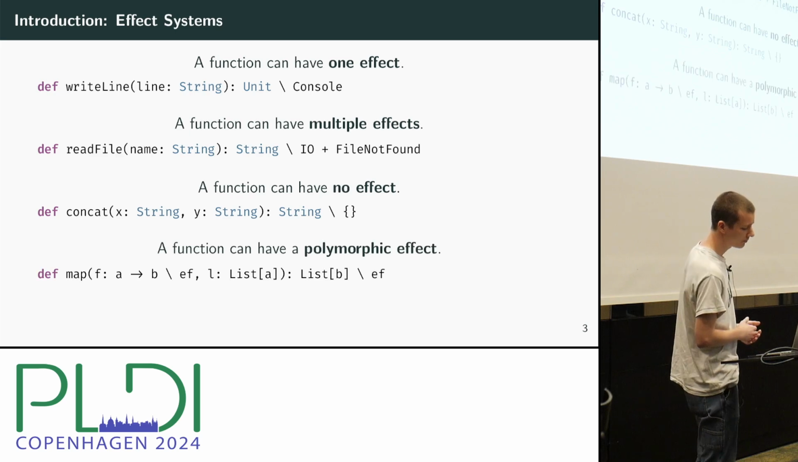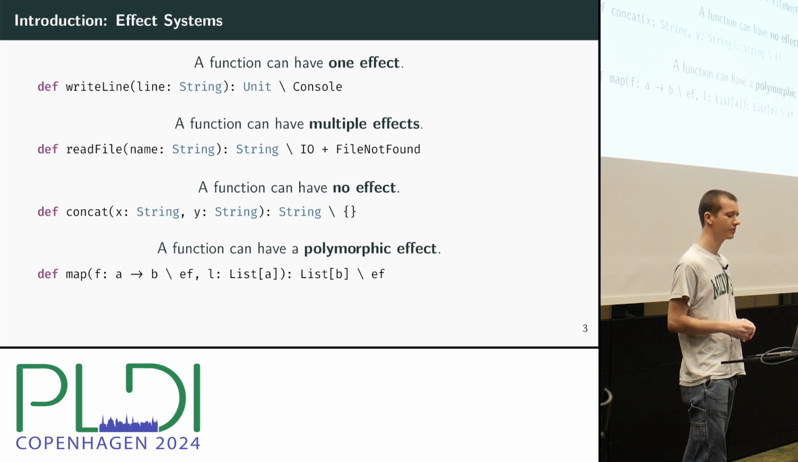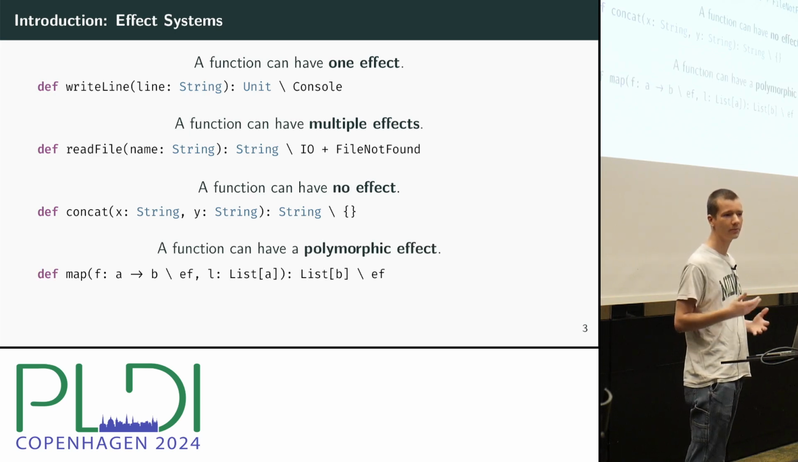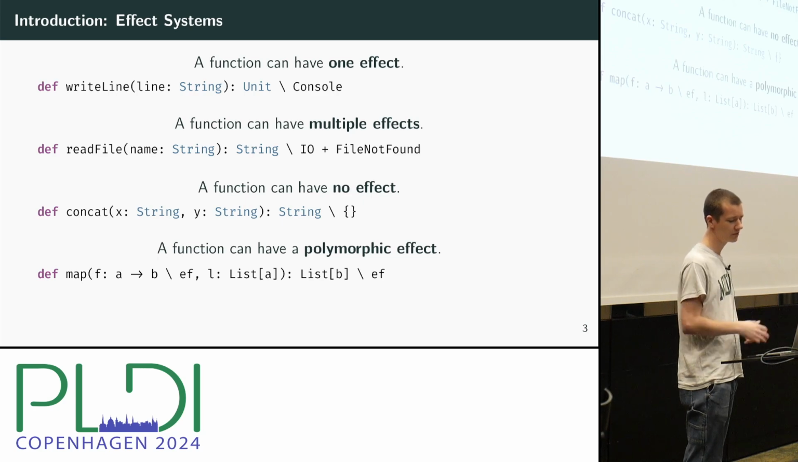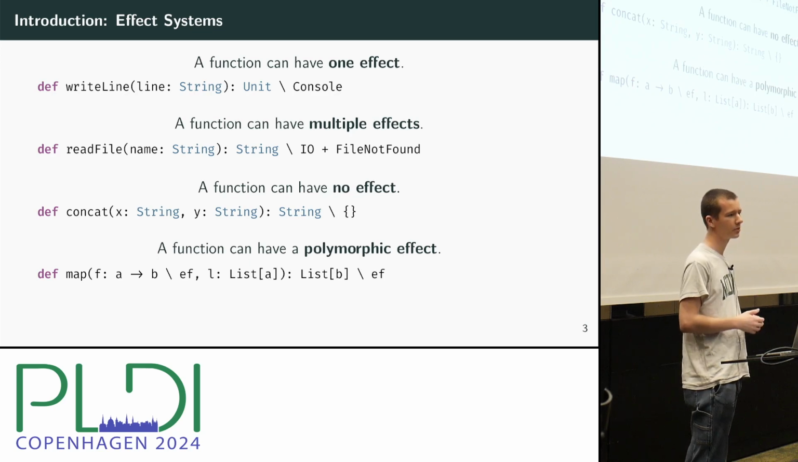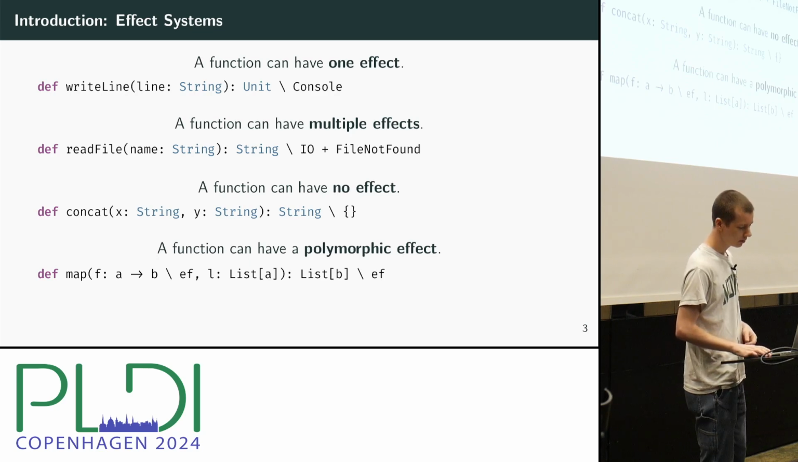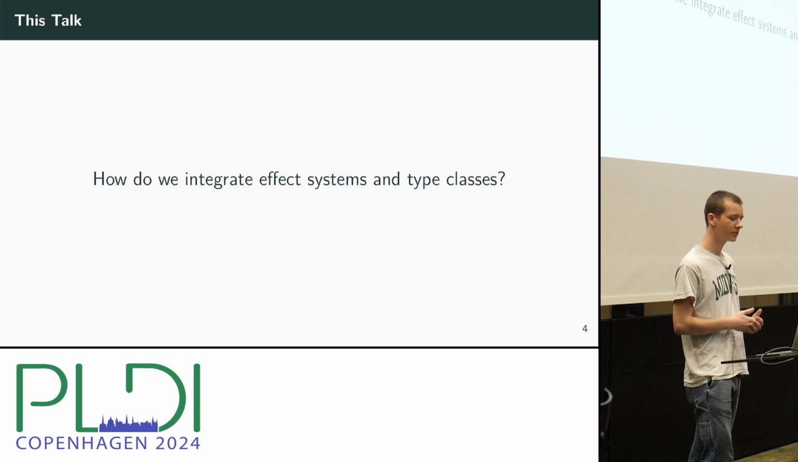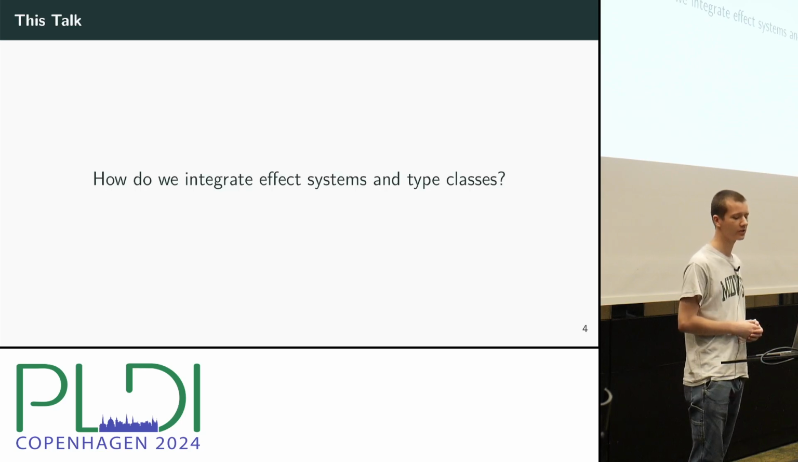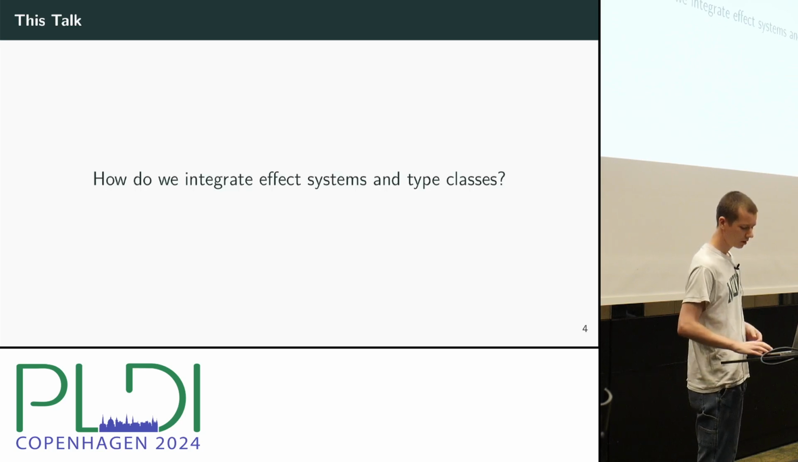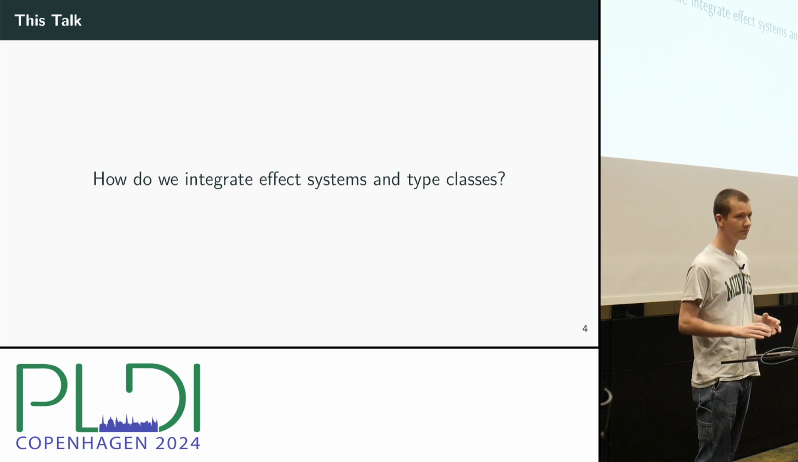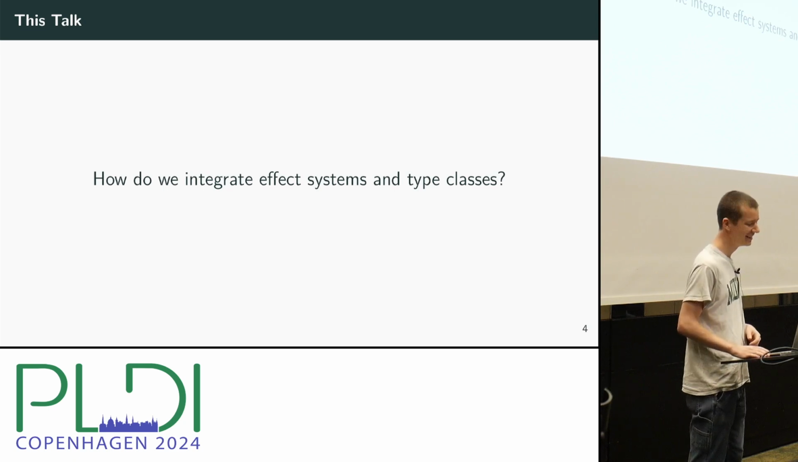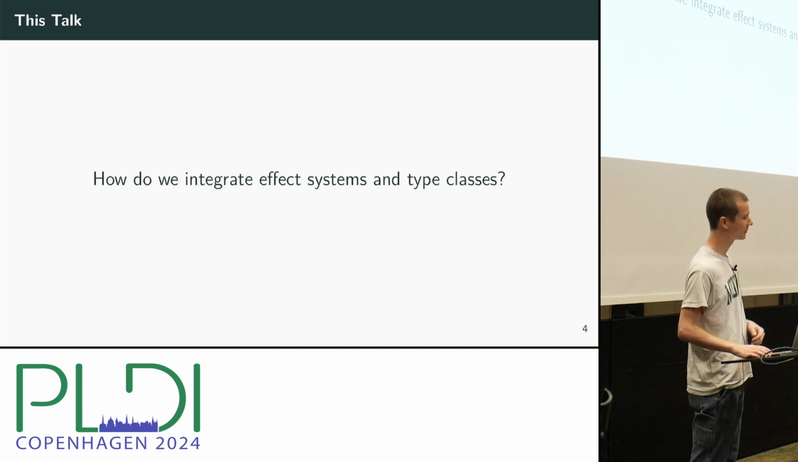And we can also have effect polymorphism. So when you map over a list with some function, that function f will have some effect here, ef. And then executing that map function is going to have that same ef effect. Now, what I'm interested in here in this talk is how do we integrate effect systems and type classes? And to show you why that's not hard, or why it is hard, I'll take you through a few examples.